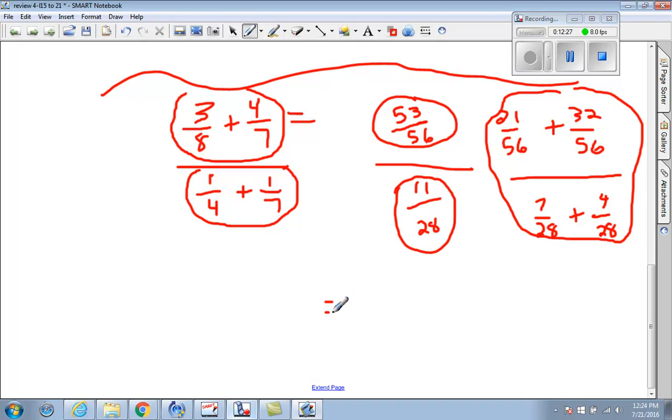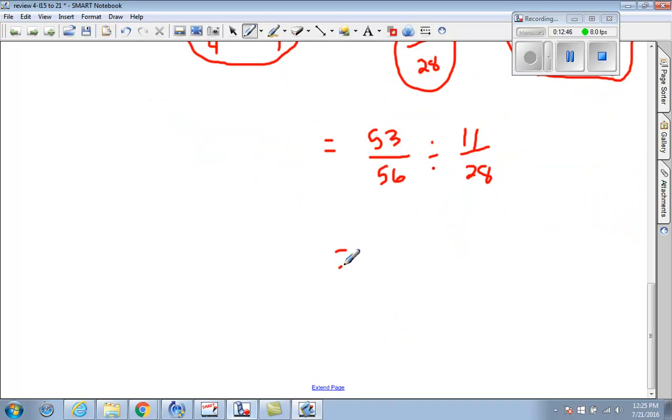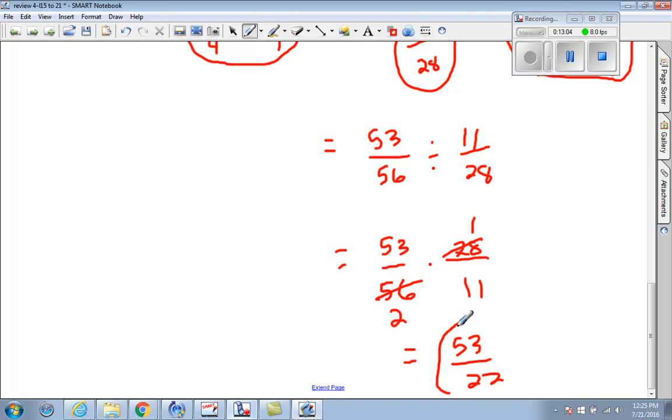And then if I was going to take it from there, I think that's a longer, harder path. I'd have 53/56 divided by 11/28, because this big fraction bar here really means divided by. So divided by 11/28 really means multiplied by the reciprocal. And then you're going to see some cross cancellation. 28 goes into 56 twice, and guess what? After all that sweat equity, you're still going to arrive at the same answer.